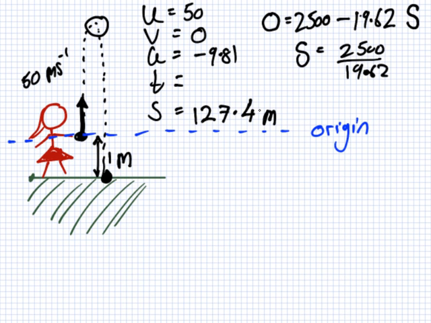Okay, this isn't quite finished. What is the final answer? It's not 127.4. You should plus 1. So the answer is H equals 128.4 meters, because this S was from here to here. Is that okay so far? So we go to the next part.